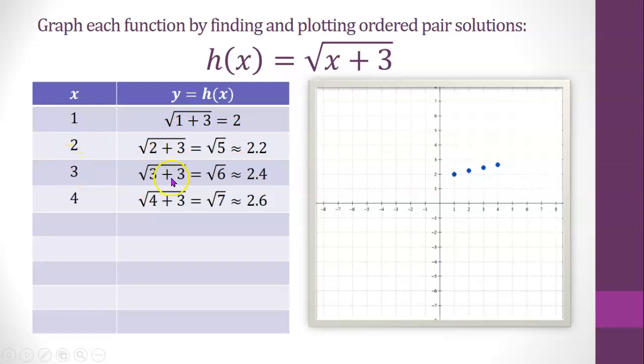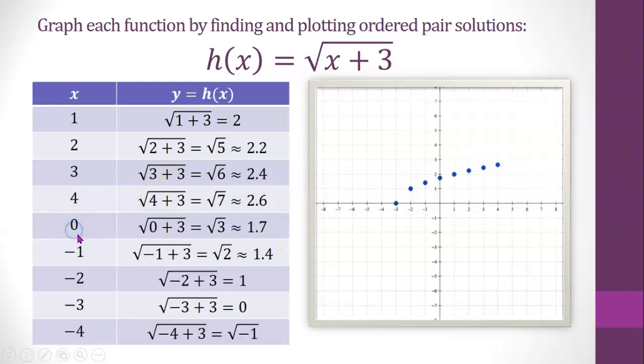When x is 3, we plug in 3 for x, we get the square root of 6, which is approximately 2.4. When x is 4, we get the square root of 4 plus 3, the square root of 7, which is approximately 2.6. Let's go back the other way. When x is 0, we get the square root of 3, which is about 1.7. When x is negative 1, we get the square root of negative 1 plus 3, the square root of 2, which is approximately 1.4.